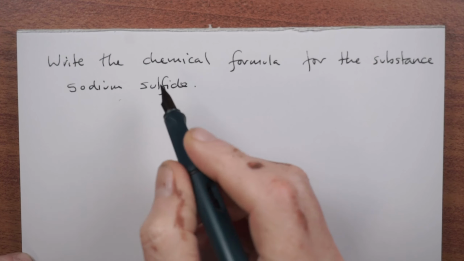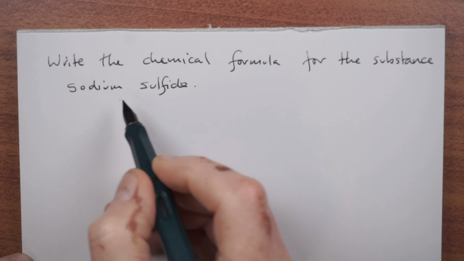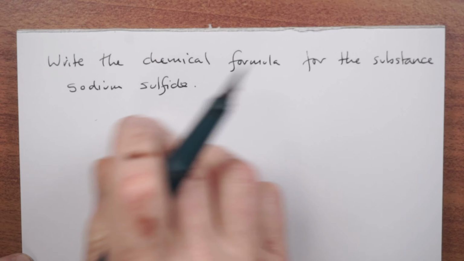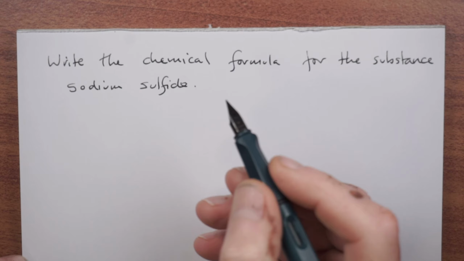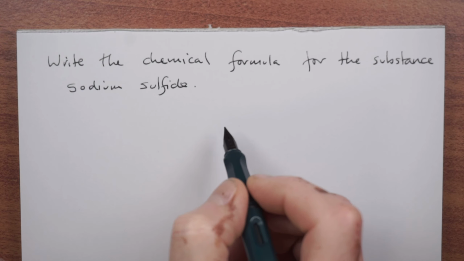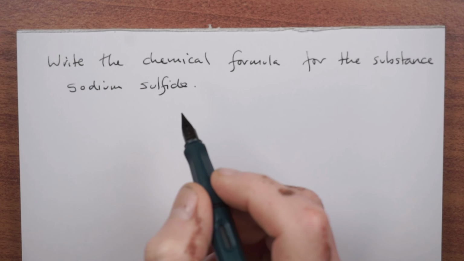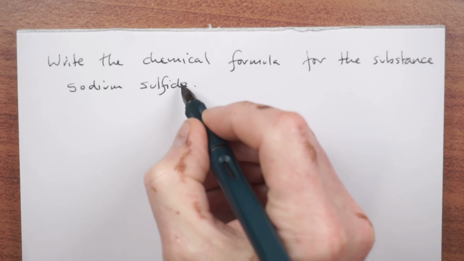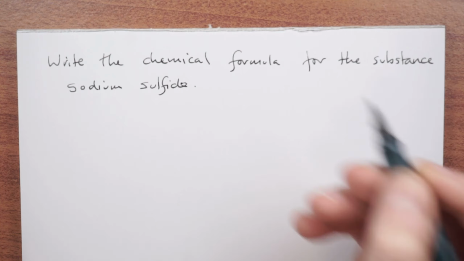Right, here's a question. Write the chemical formula for the substance sodium sulfide. All right. Now, what is the chemical formula? The chemical formula is the exact relationship between the atoms or ions in a substance. Okay, so we need to get the exact relationship. It tells us exactly what's in the substance.